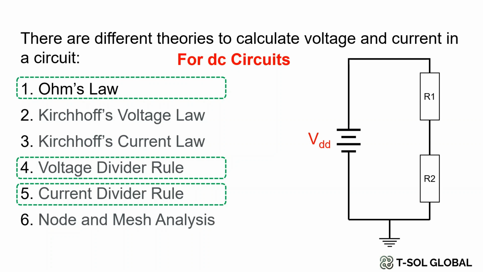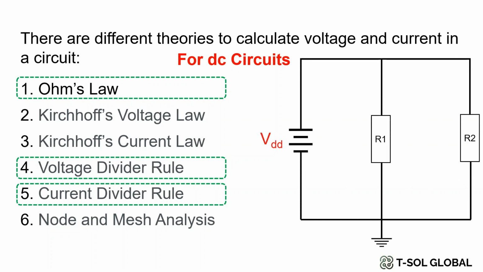Here we are considering the same circuits we used in our previous videos. Here you can see the circuit with a DC source and two resistors connected in series. We used this circuit to show how to measure voltage with a multimeter. You can find the link of that video at the top side of this video.